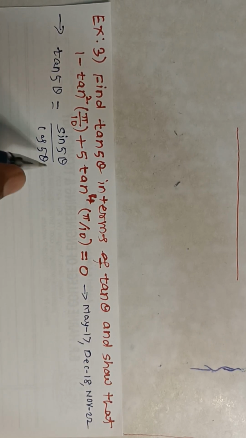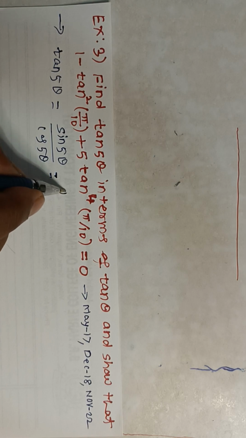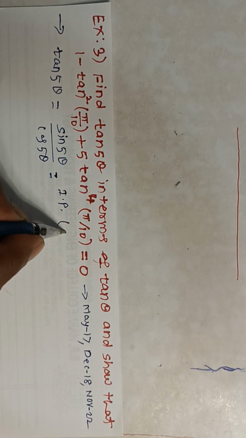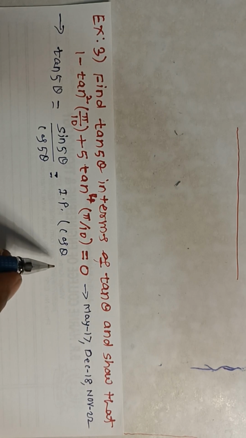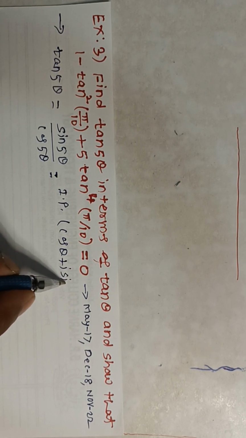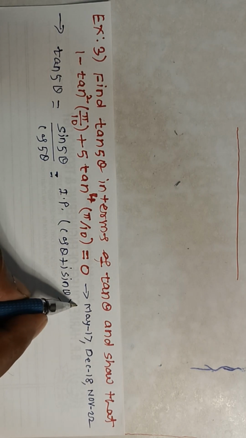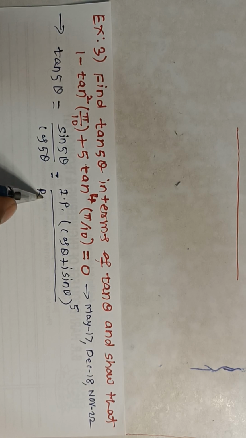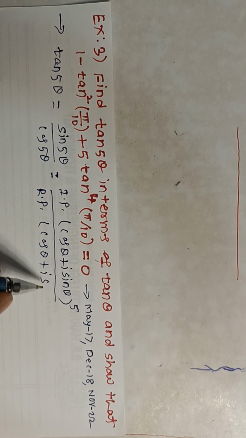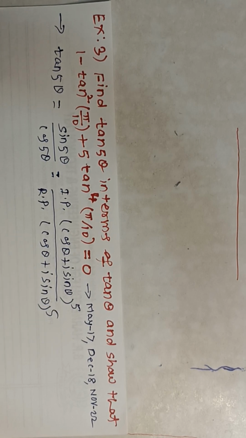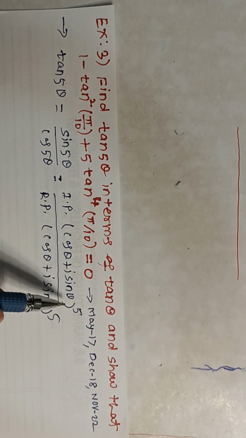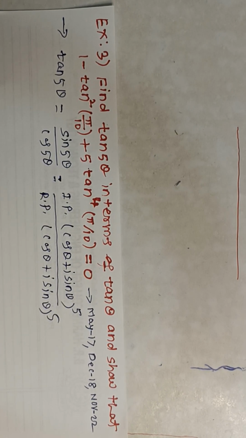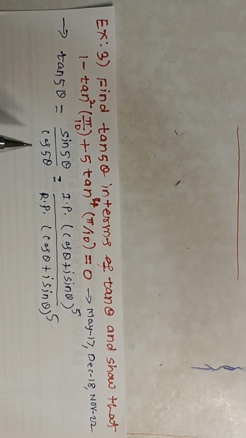Sin 5 theta is what? This is the imaginary part of the expansion of cos theta plus i sin theta to the power 5, and cos 5 theta is the real part of the expansion of cos theta plus i sin theta to the power 5. We have to expand this bracket till the power 5 by using binomial expansion, and then its real part will be cos 5 theta and its imaginary part will be sin 5 theta.